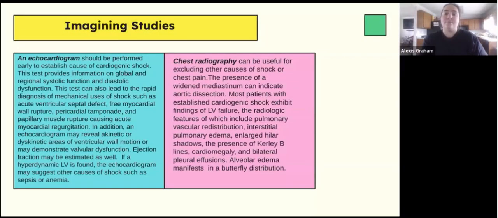Chest radiograph, these can be useful for excluding causes of shock or chest pain. And then the presence of widened mediastinum can indicate aortic dissection. Most patients with established cardiogenic shock exhibit findings of left ventricle failure. The radiologic features include pulmonary vascular redistribution, interstitial edema, and enlarged hilar shadows with the presence of Kerley B lines, cardiomegaly, and bilateral pleural effusions. Alveolar edema manifests in that butterfly pattern that we all know.